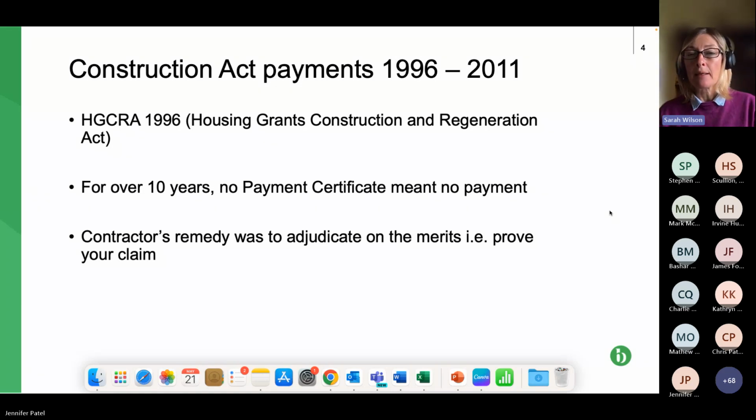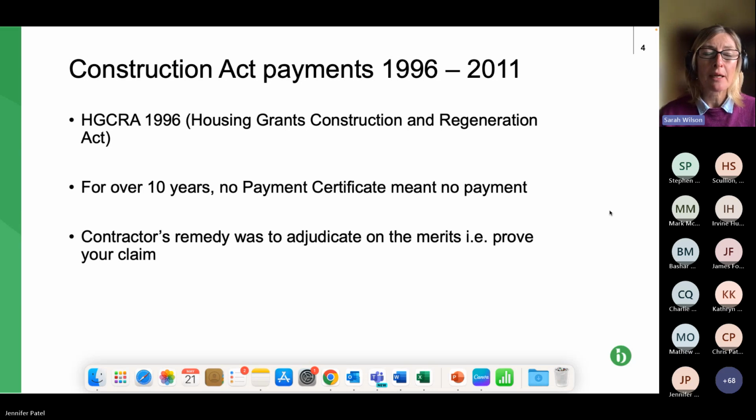And then the next step was that the paying party would issue a payment certificate, and that payment certificate would be what they were going to pay. But the rule at that time for these 10 years was that if there was no payment certificate, then that meant I'm paying you zero. It's a nil from me. And the only remedy the contractor really had was to adjudicate on the merits. So, you've said nil, I applied for 500,000, I'm going off to adjudication to prove the 500,000.